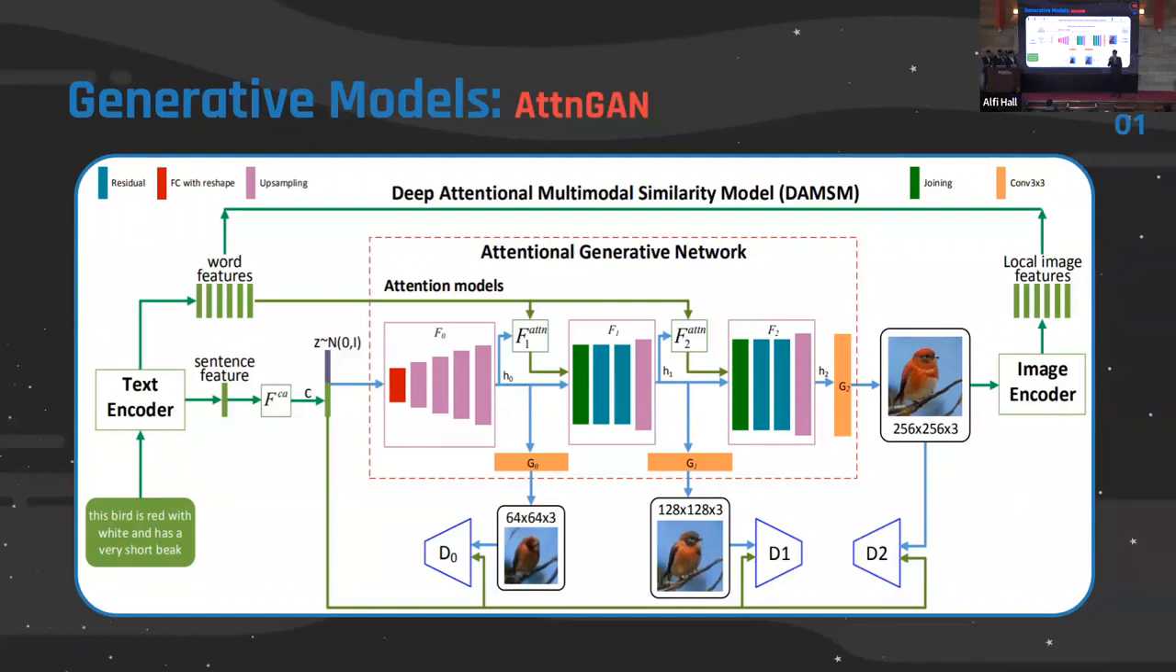There are three main takeaways from this model. The first one is that it uses multiple generators and multiple discriminators in order to make progressive growing of the generated images. The second one is that it uses word-level attention in order to focus on the most important words in each input caption. And the final contribution of this paper is that it introduces the DAMSM loss, which is a loss function to make sure that the generated images reflect the input textual descriptions.